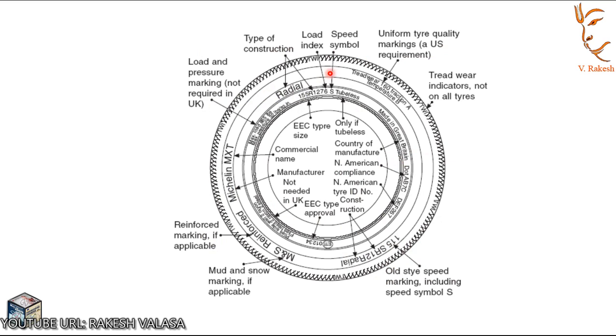You can also see these specifications. It's the radial ply. This is the tubeless tire. This term indicates only tubeless tires. You can see the different specifications in this figure. This is the tread wear indicators.